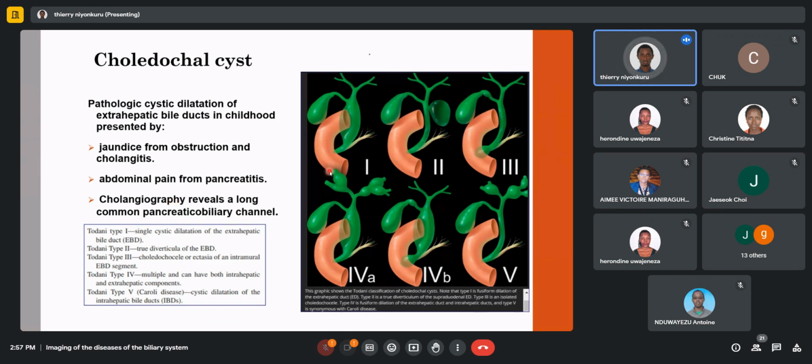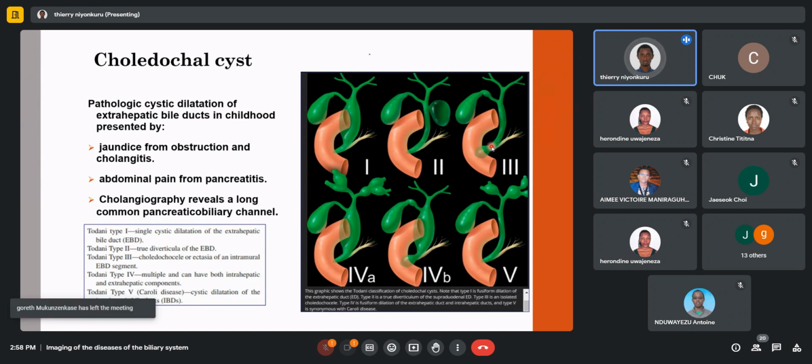They are classified according to the Todani classification. For type 1, there is cystic dilatation of the extrahepatic duct, as you can visualize in green. While in type 2, there is formation of a true diverticulum. You can see this diverticulum along the common bile duct with its neck. You have type 3, where there is ectasia of an intramural extrabiliary duct, where we can visualize below at the sphincter of Oddi, dilatation of the extrahepatic bile duct.